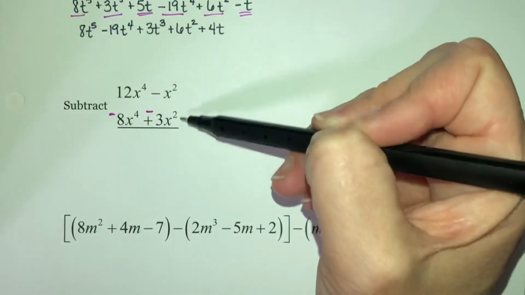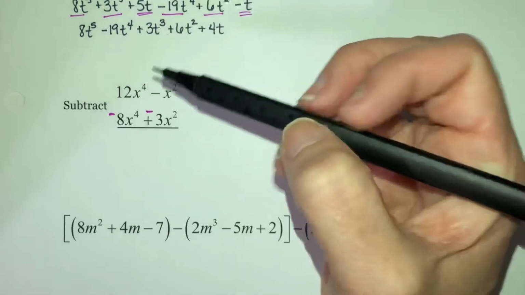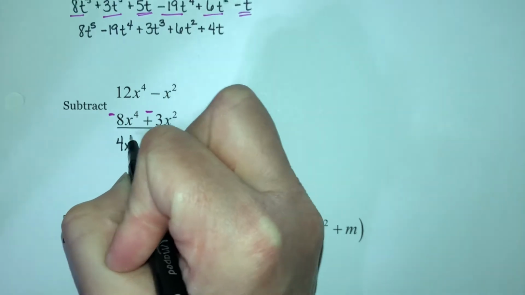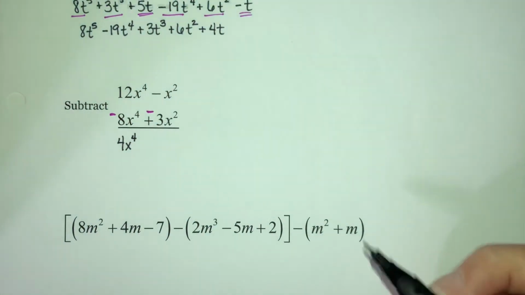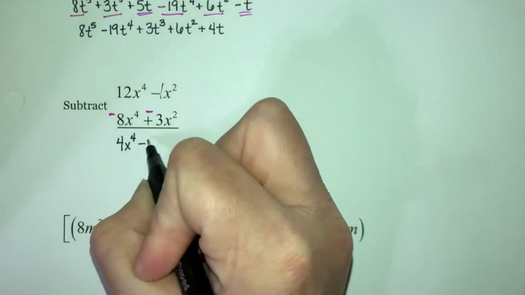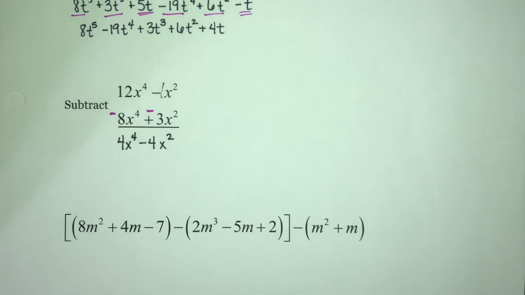Make sure you do have your like terms lined up. I have 4th powers here, 2nd powers here. 12 minus 8 is 4. So I have 4x to the 4th. -1, -3, so that's minus 4x squared. And that would be my answer.